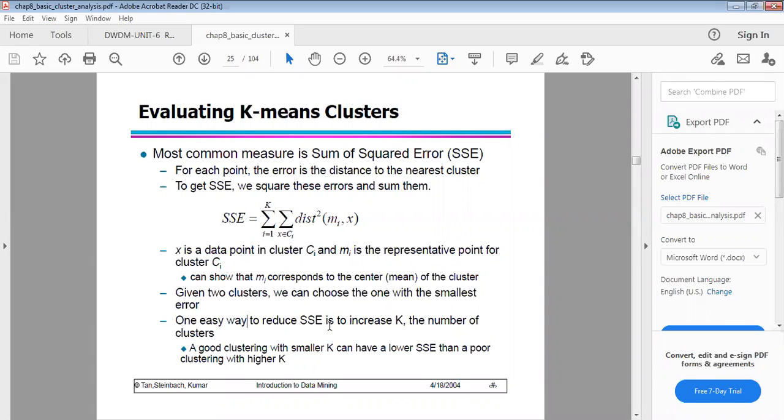Given two clusterings, we can choose the one with the smallest error. One easy way to reduce the SSE is to increase K, the number of clusters.